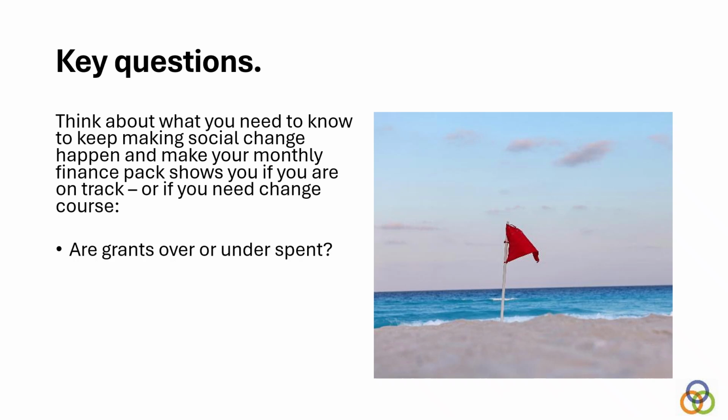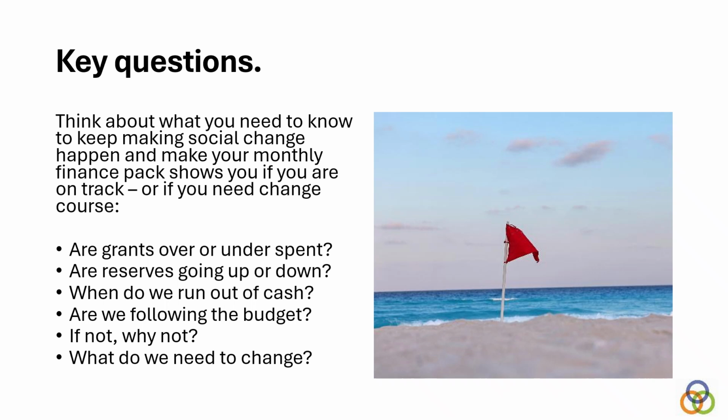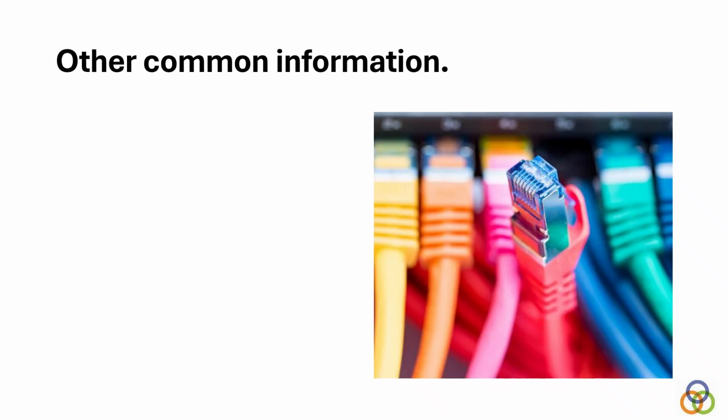I think there is no one size fits all when it comes to management accounts. What we're ideally trying to do is create a monthly finance pack that's going to tell us the answer to some key questions. Are grants going up, overspent or underspent? Is there a risk we'll have to give some back or top them up? Are reserves going up or down? When will we run out of cash? Are we tracking the budget? If not, why not? What's changed? And what do we need to do differently as a result of what's happening in the numbers?